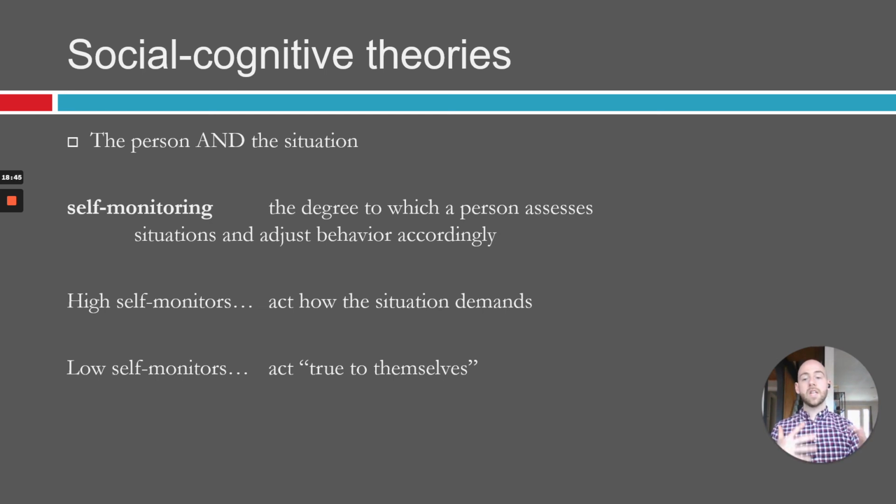High self-monitors might have less of a personality effect on their behavior because they're looking at the situations and the norms. Low self-monitors, they might find that their personality predicts more of their behavior because they're acting true to themselves across different situations.